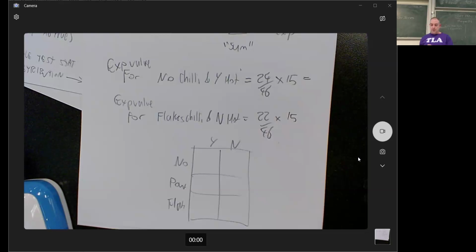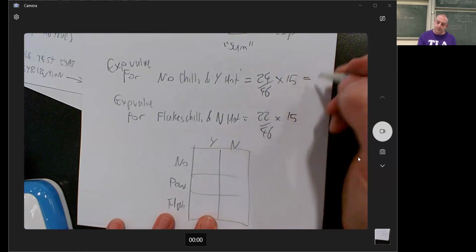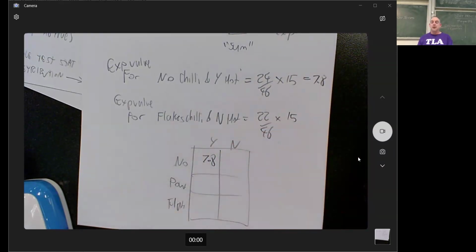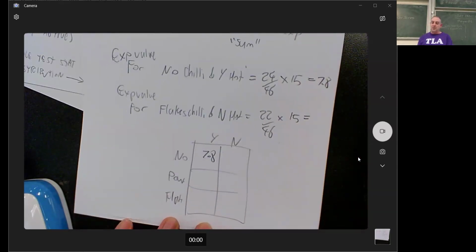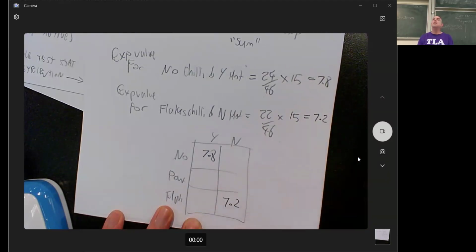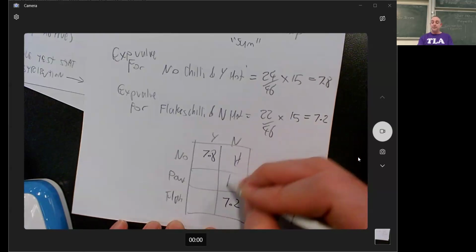What have we got? 24 out of 46 times 15, 7.8. And so that goes in this spot. And this one is whatever it is. I know what that's going to be. That's going to be 7.2. And that goes in this spot. And then you'd fill them all out.